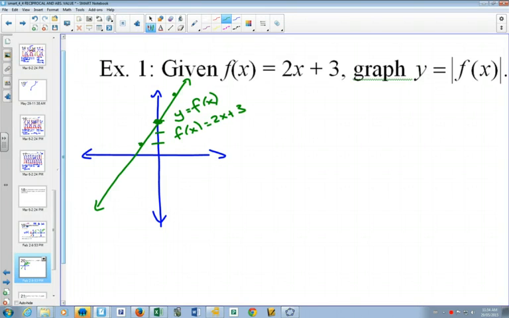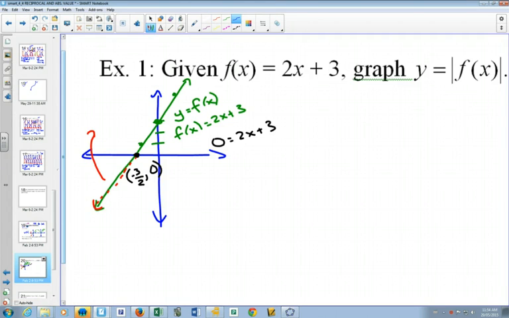A key point is going to be our x-intercept. When does that happen? That happens when y is 0. You can plug in 0 for y and solve for x. You're going to get negative 3 over 2 as our x-intercept. That's going to be a key point, because wherever our y values are negative, in other words, this section right here is going to get flipped over our x-axis when we do our absolute value.